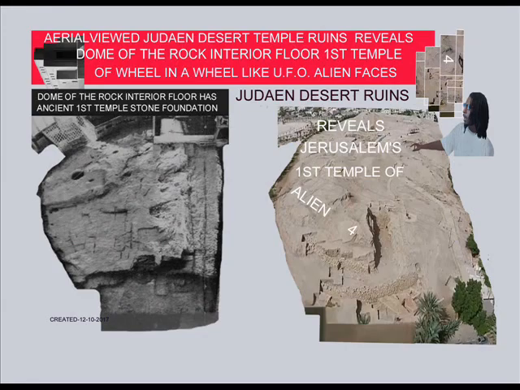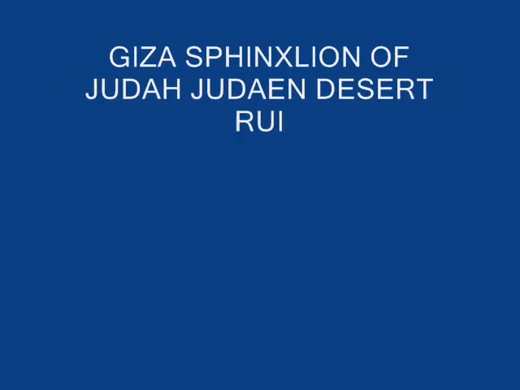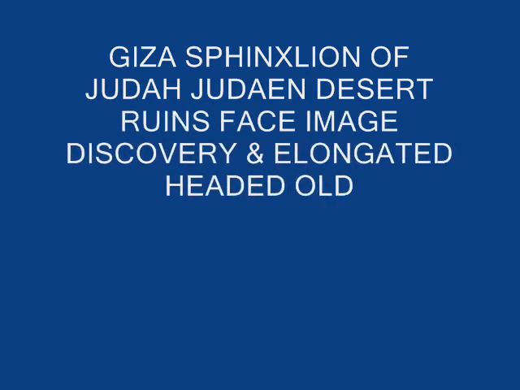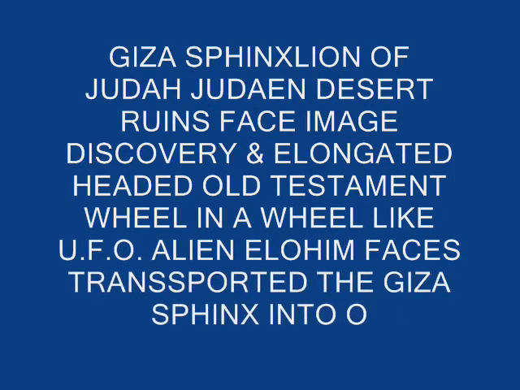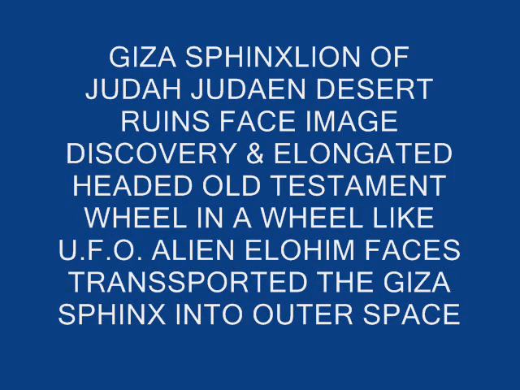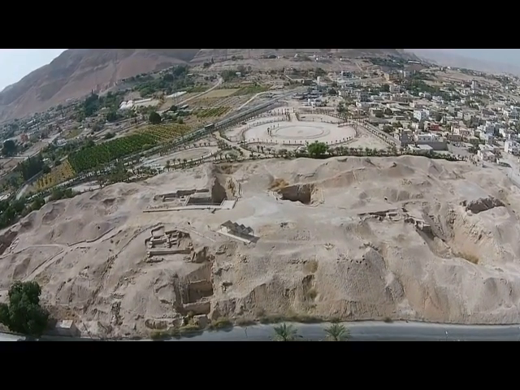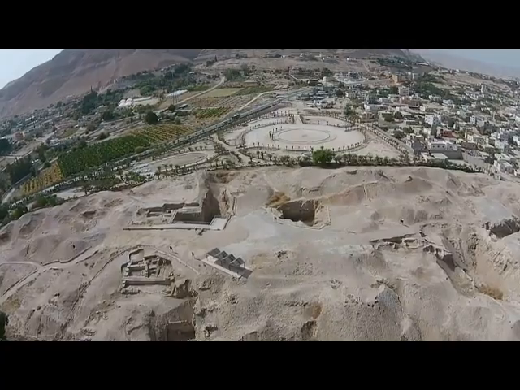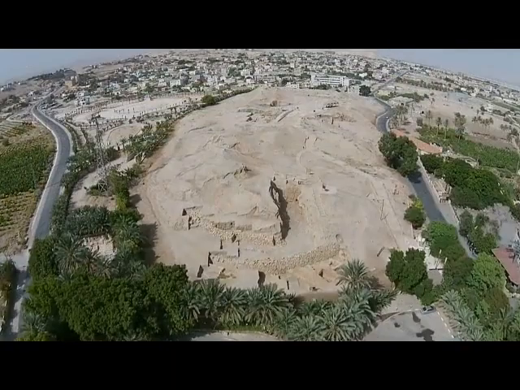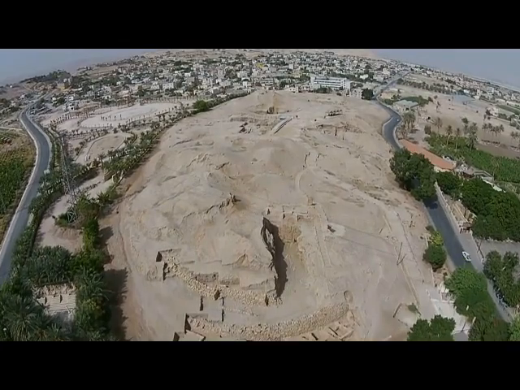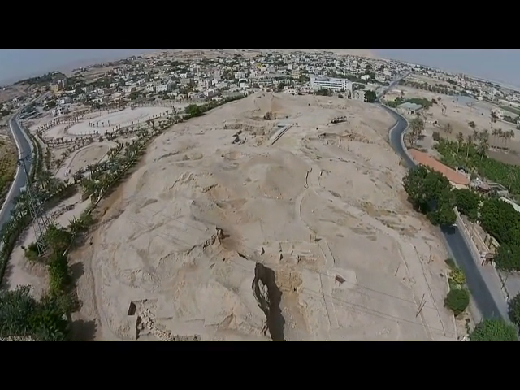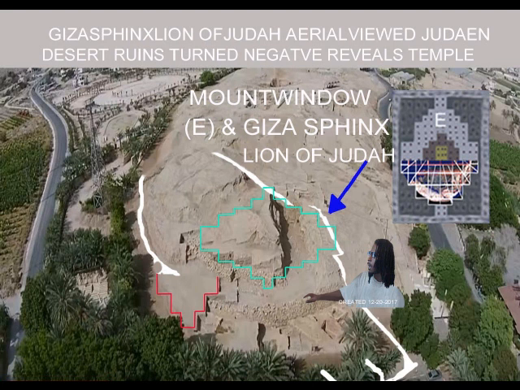Now we're looking at the same elongated headed alien that we see in the aerial view Judean desert step pyramid E temple ruins. But if you compare the floor image or the outer surface of the foundation stone of the Dome of the Rock floor in Jerusalem, you say, wait a minute, how is it that we're looking at an African sphinx face in the floor of the Dome of the Rock in Jerusalem on the outer surface of the foundation stone, and this African sphinx face, which I'm showing in this video, matches the aerial view Judean desert step pyramid E first temple ruins.